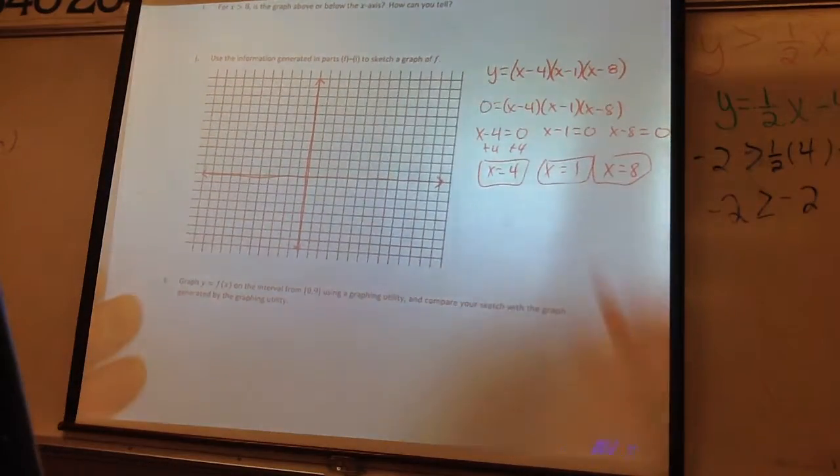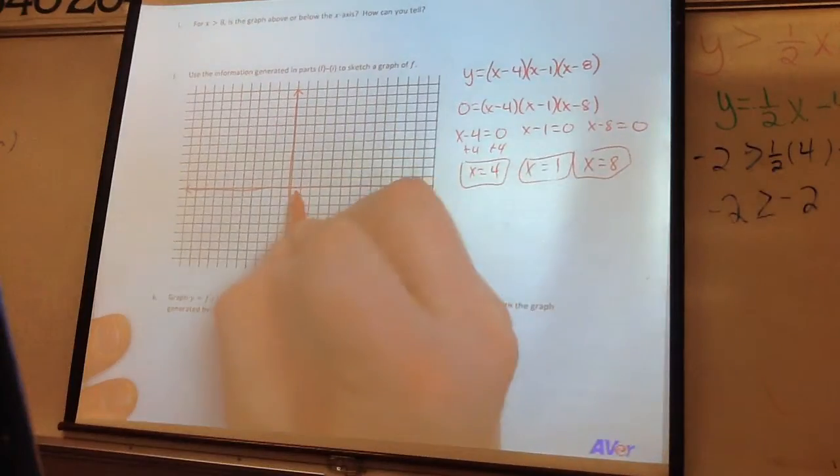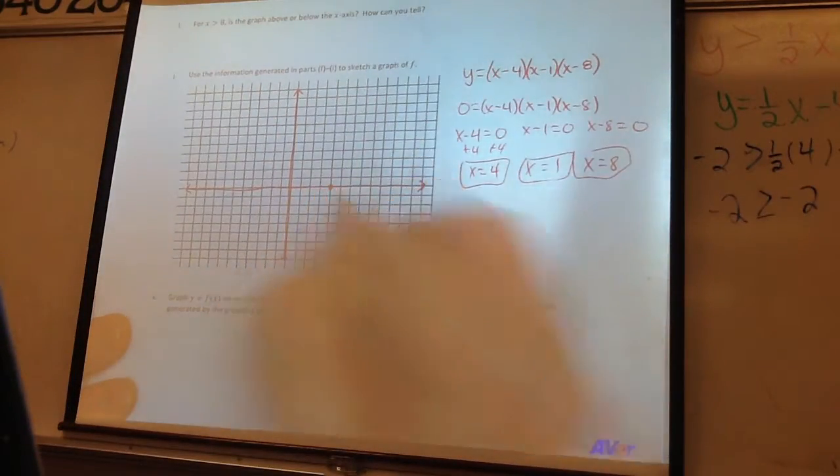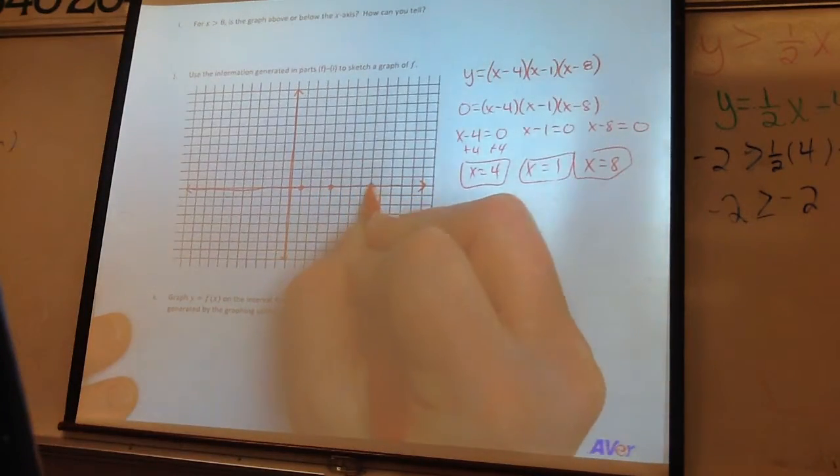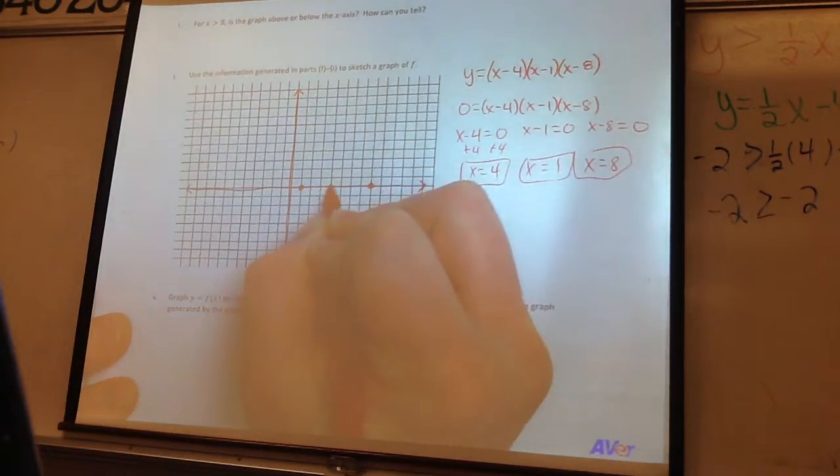So we can put those points on the graph, right? When x is 4, y will be 0. 1, 2, 3, 4. When x is 1, y will be 0. And when x is 8, y will be 0. 1, 2, 3, 4, 5, 6, 7, 8. So we know those 3 points.